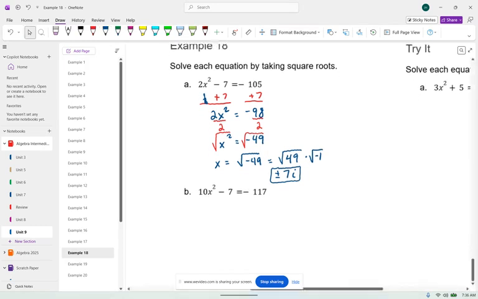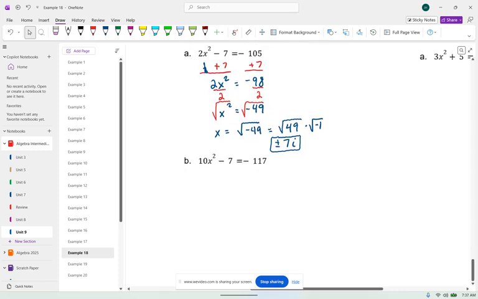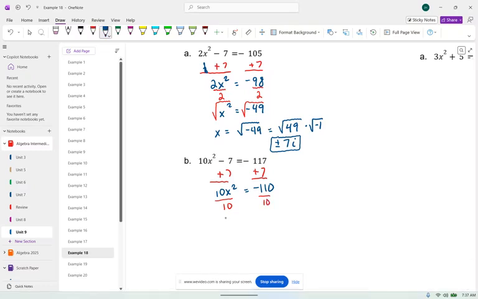And let's go ahead and take a look at part B. So again, same process. I'm going to start by adding 7 to both sides. Bring down that 10x squared. The negative 7 plus 7 cancels out, and negative 117 plus 7 is negative 110. Divide both sides by 10, and we end up with x squared equals negative 11.